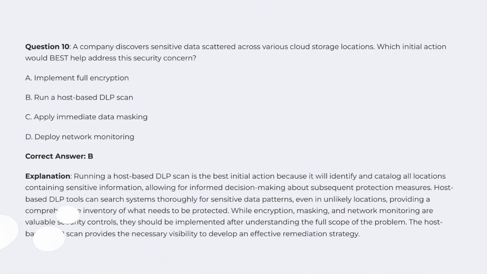Correct answer, B. Explanation. Running a host-based DLP scan is the best initial action because it will identify and catalog all locations containing sensitive information, allowing for informed decision-making about subsequent protection measures. Host-based DLP tools can search systems thoroughly for sensitive data patterns, even in unlikely locations, providing a comprehensive inventory of what needs to be protected.